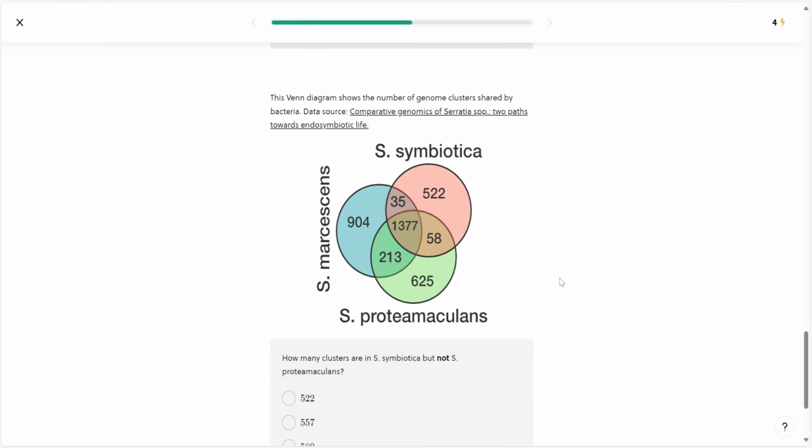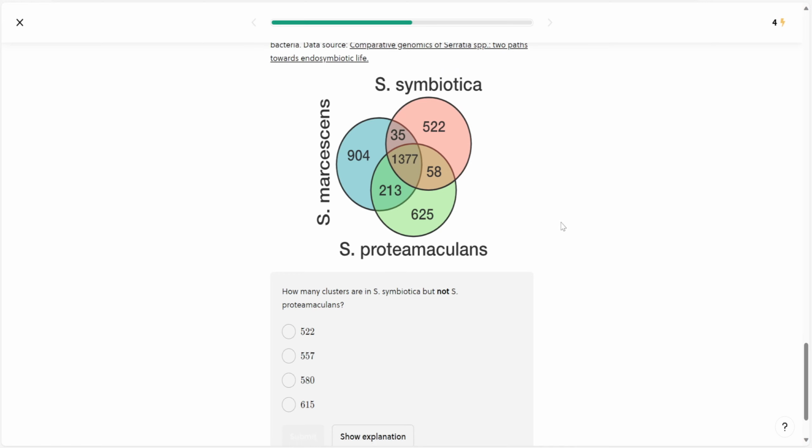This Venn diagram shows the number of genome clusters shared by bacteria. Data source: Comparative genomics of Serratia SPP, two paths towards endosymbiotic life. Oh dear, I don't think I needed to read that bit.